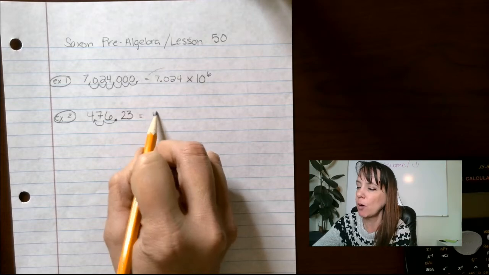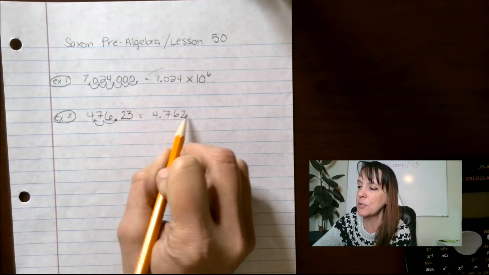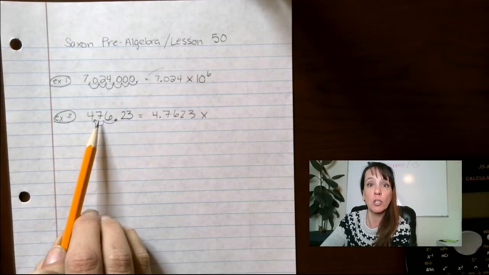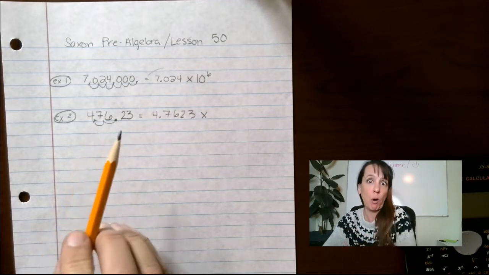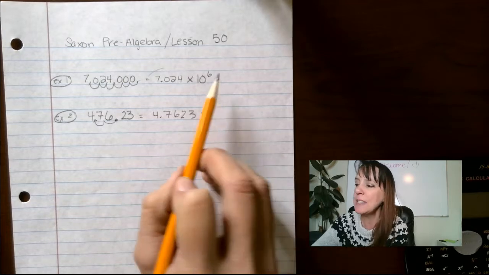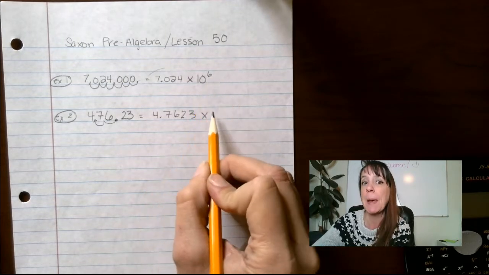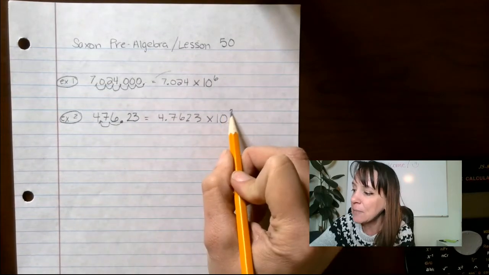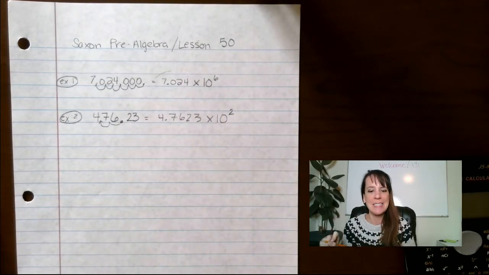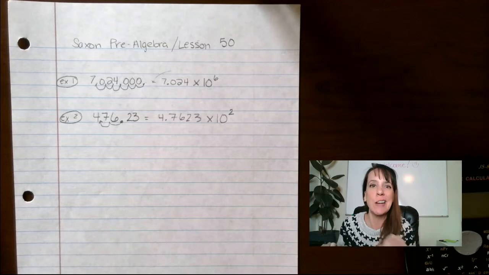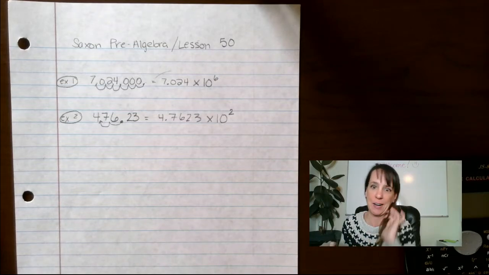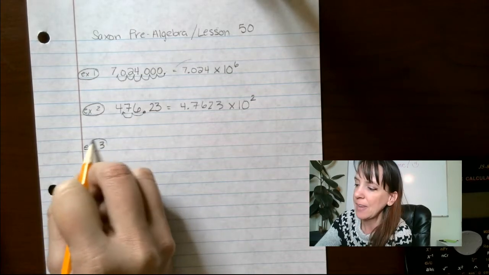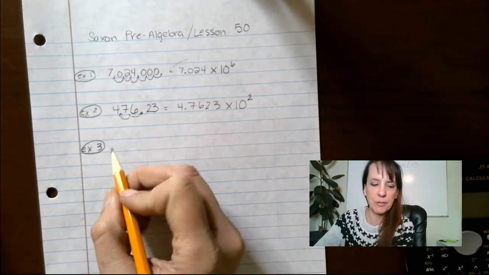So our new number is 4.7623 times. Now, I made this number smaller because it went from being 476 now to 4. I made that number smaller, which means this number that I'm going to be putting up, I need to make bigger. So it's going to be 10 to the 2nd power. And the reason why I say that is because you can also have negative numbers there. So let's look at example number 3 here. So that's where that bigger, smaller thing comes in handy.